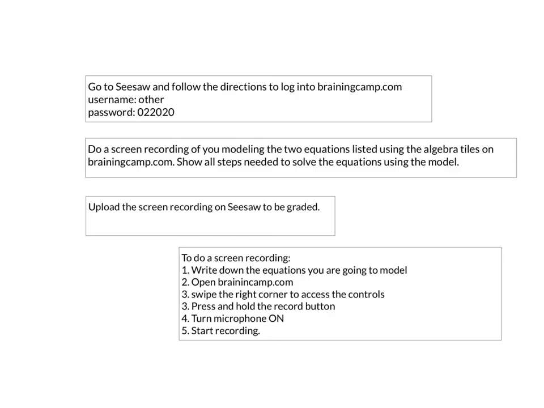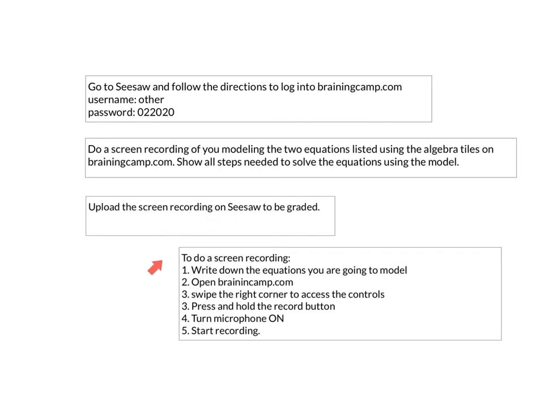Now what you're going to do is you're going to go to, Seesaw has an assignment, and that's going to tell you to go to brainingcamp.com. Here is the username and password that you will use. You might want to jot that down. You're going to do a screen recording of your modeling of the 2 equations that I listed there. You're going to show all the steps, as we just did in this video, to model finding the solution. Then you're going to upload the screen recording to Seesaw.